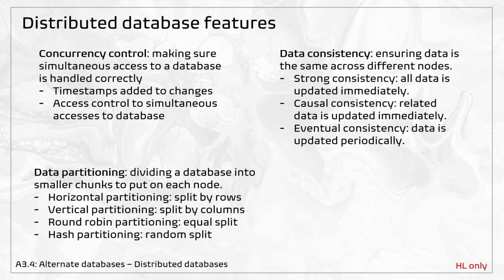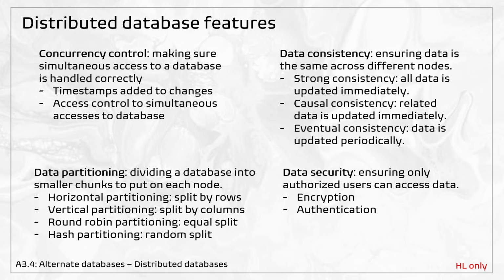Data partitioning is when data in a database is distributed to many nodes at once. This puts less strain on each node, but problems can occur if communication between nodes fail. Here's 4 ways data can be partitioned, either by rows in horizontal partitioning, either by columns in vertical partitioning, as an equal split in round-robin partitioning, or hash partitioning, which is another word for random.